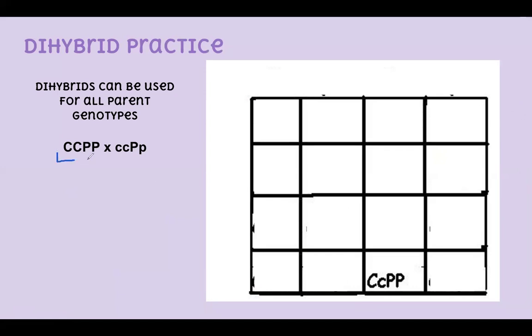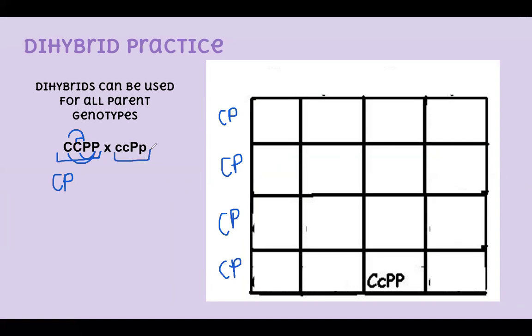So this is parent one, and I need to figure out all of their possible gametes. So I distribute big C, big P. Okay, I already have that one. Big C, big P. So it just so happens that this parent is only big C, big P. So I'm going to write that on all 4 lines.